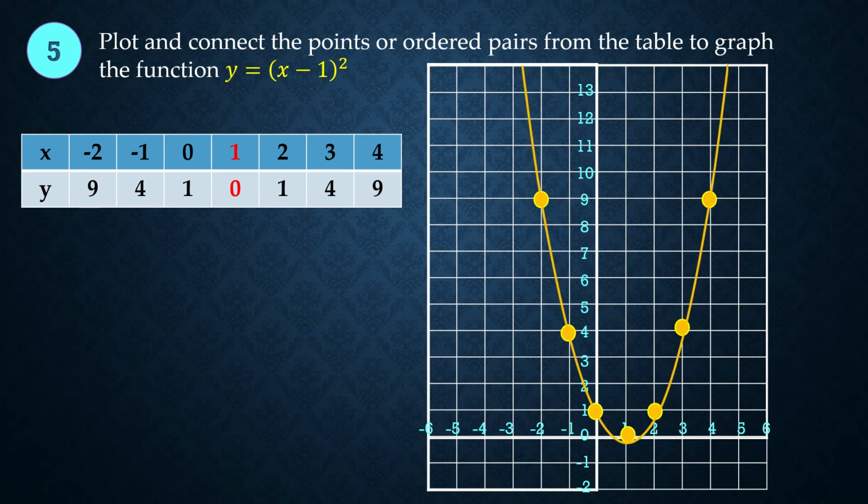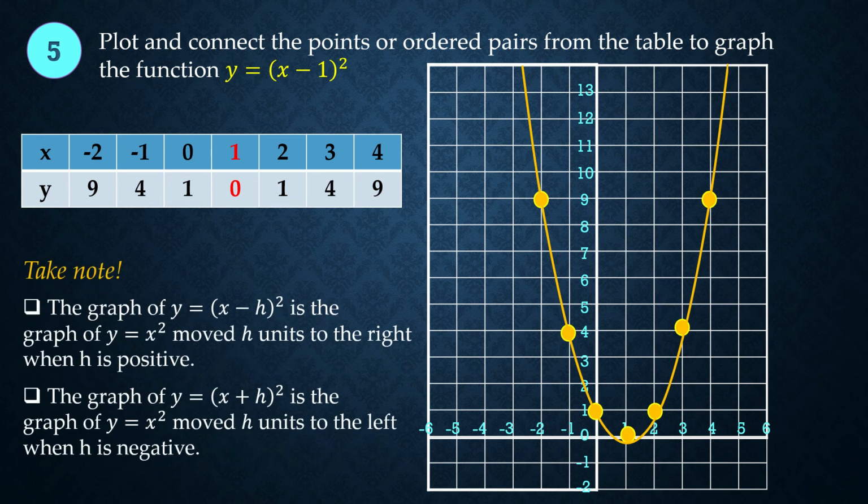Then, connect. Okay? So, mura po siya, o graph po siya sa parent function, no? Pero, we move siya of one step to the right. Take note. The graph of y is equal to the square of x minus h is the graph of the parent function y is equal to x squared. Move h units to the right. So, kapila siya ni move? Usa ka unit to the right. Why? Our h is positive 1.